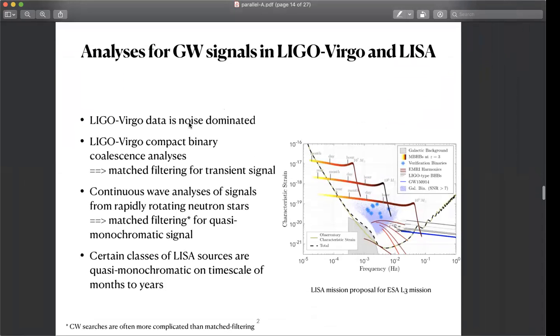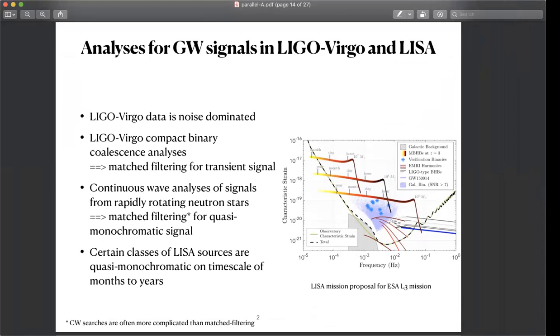So I'm by no means the first one to think about this, but I have a long history of continuous wave data analysis in LIGO and Virgo. The data that LIGO-Virgo looks at, especially for continuous wave sources, is noise dominated. For these continuous wave sources, the expected primary source is a non-axisymmetric rapidly rotating neutron star. And so it's basically a quasi-monochromatic signal.